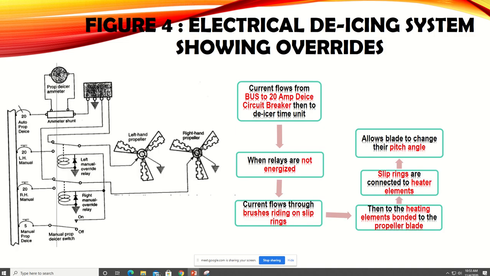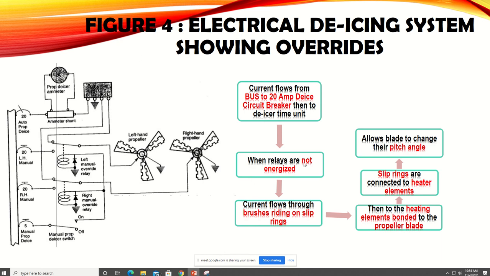So this is manual, meaning there is a normal auto prop de-ice. Sometimes something happens here, a problem occurred, so you have an override relay, meaning that you have another switch to operate this. Sometimes during flight, the normal operation for the de-ice system does not operate, something's wrong. Maybe a wire broken here. Maybe nothing happens, so you have to have this override relay to make sure the de-ice system is functioning. You don't want any problem during flight. Actually, that's why they have the manual override relay.